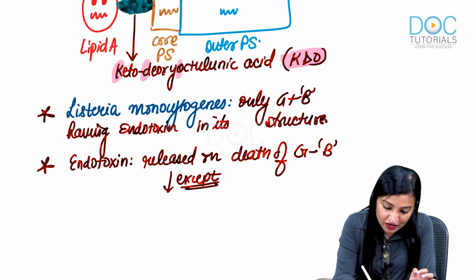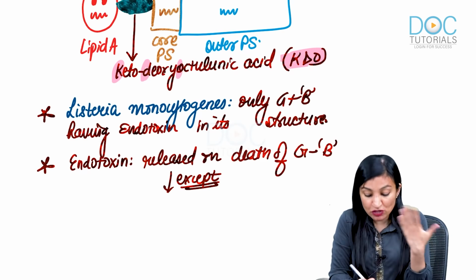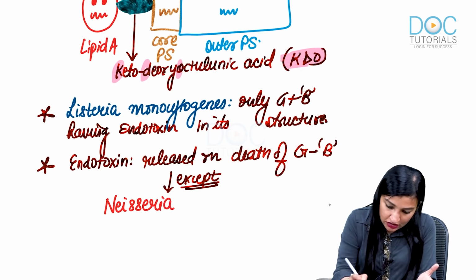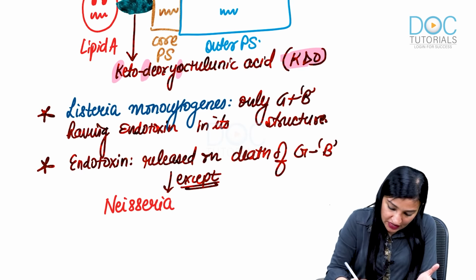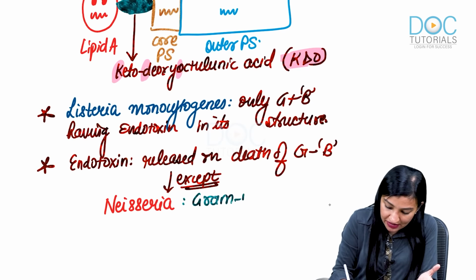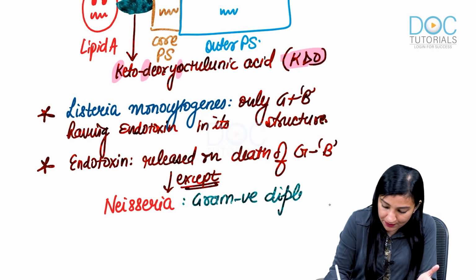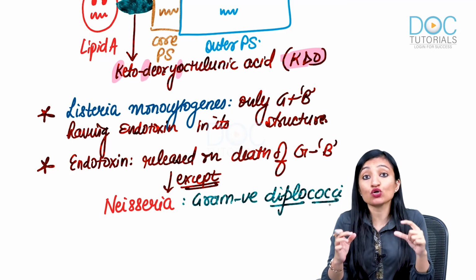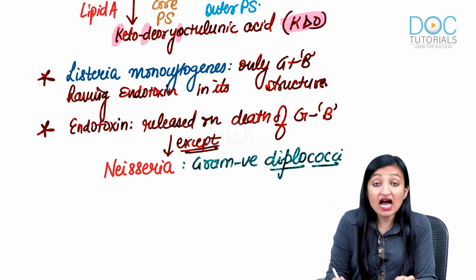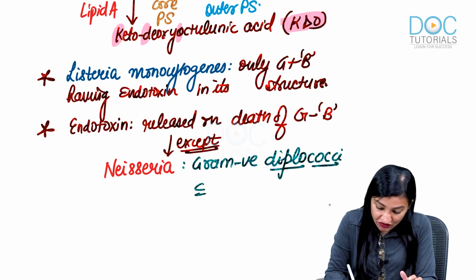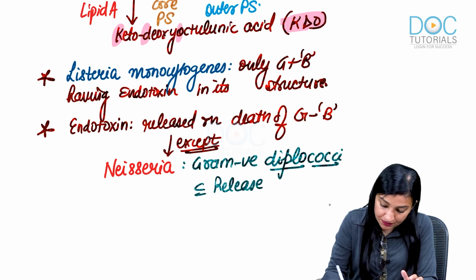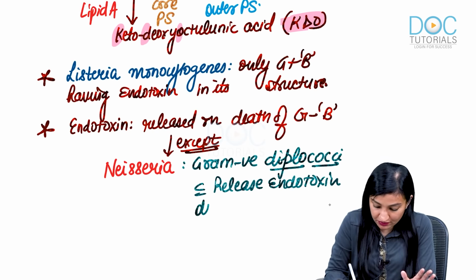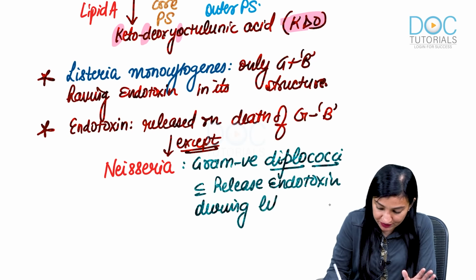So who are those special fellows? Because they are gram negative, let me use the red color for these organisms. Neisseria. Now Neisseria are what? These are gram negative diplococci. Diplococci meaning these cocci are arranged in pairs or groups of two. So Neisseria are gram negative diplococci which release endotoxin even while they are alive, that is during life.